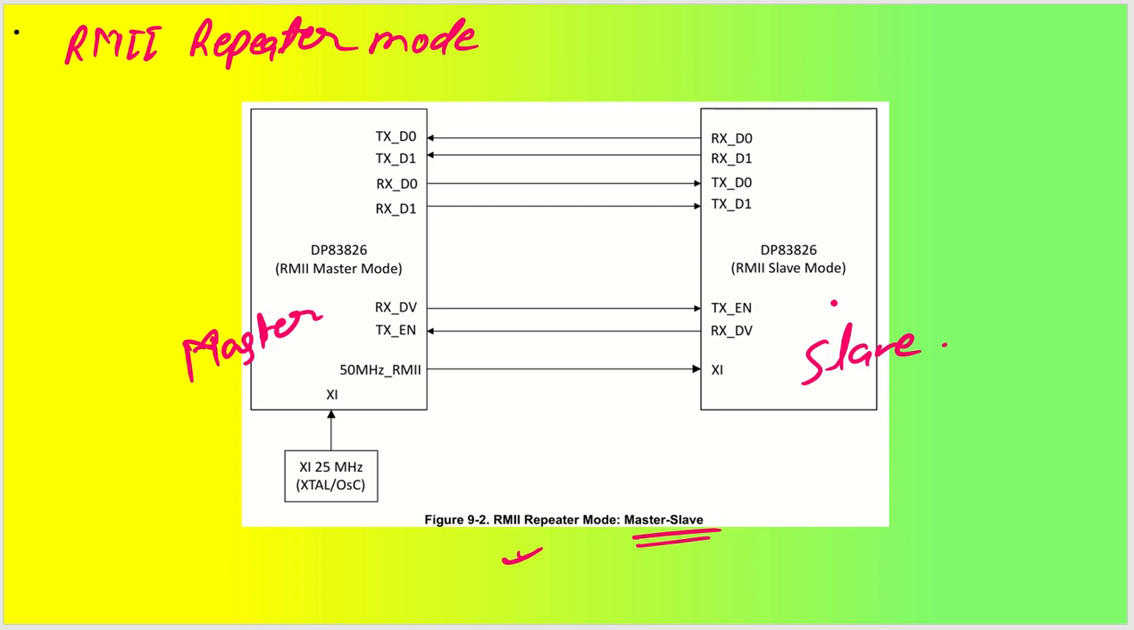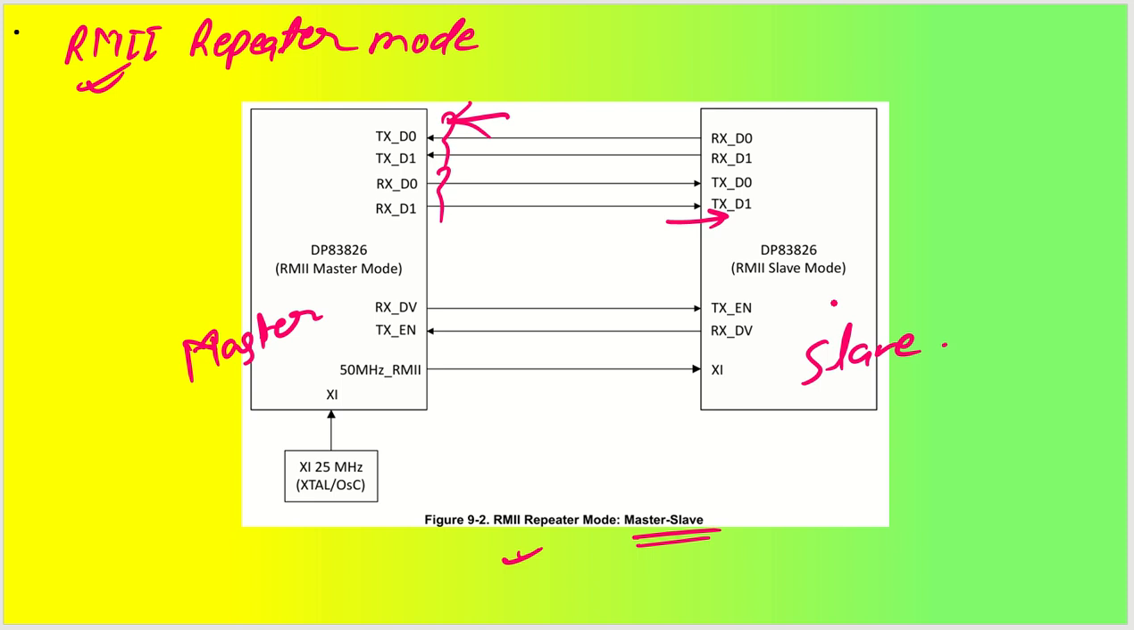As you can see, RMII means reduced media independent interface. So we have only two lines each: TXD0, TXD1, and similar to that we have RXD0 and RXD1. So two lines are there. The master will be receiving through this RXD line, and the slave will be receiving through this TXD line.